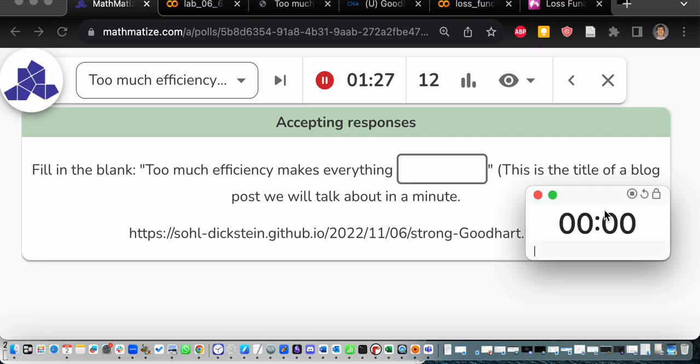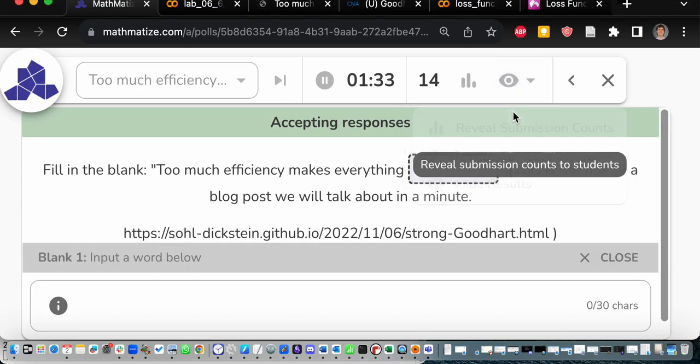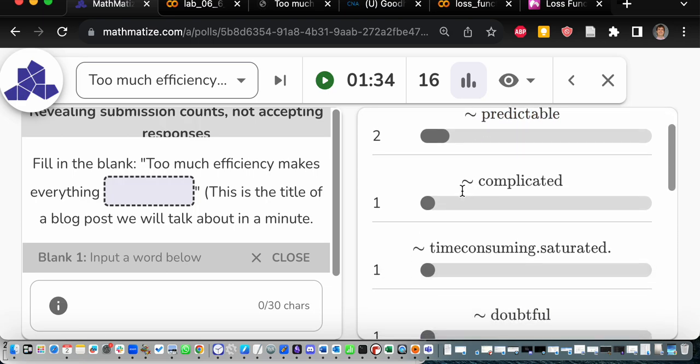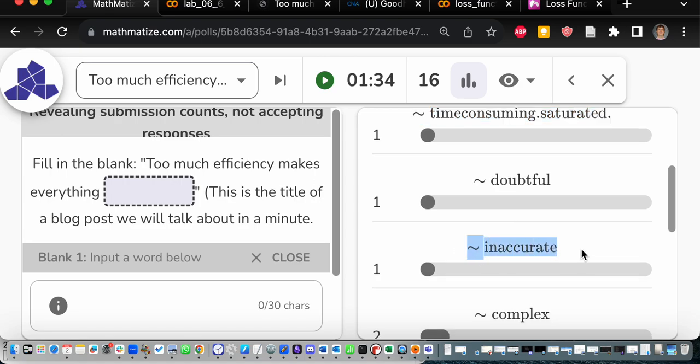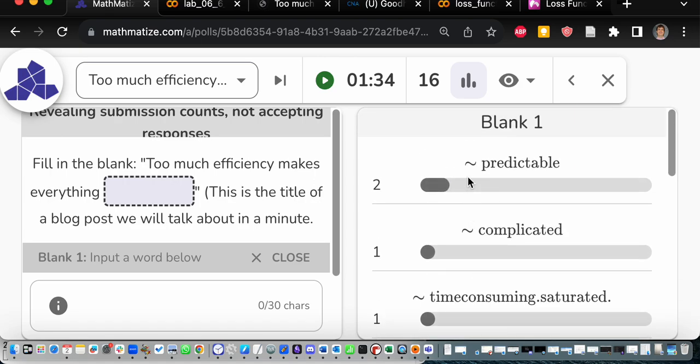Okay, I'm very curious what you guys said. Really this is just for fun here. Too much efficiency makes everything what? It makes it predictable. That would be nice. Things being predictable would be good, right? Too much efficiency makes things complicated. Well, it makes it doubtful, time-consuming, inaccurate, complex. I guess that's the opposite of predictable, maybe.